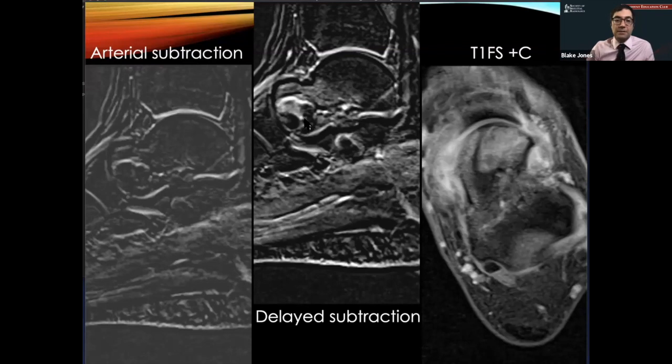So a lesion that enhances avidly in the arterial phase has to raise your suspicion a little bit more than a lesion that is more of a progressive or delayed type enhancement, which this lesion was. You see that there really isn't much at all on the arterial, but it fills in on the delayed phase. So that's typically the way that it's used.